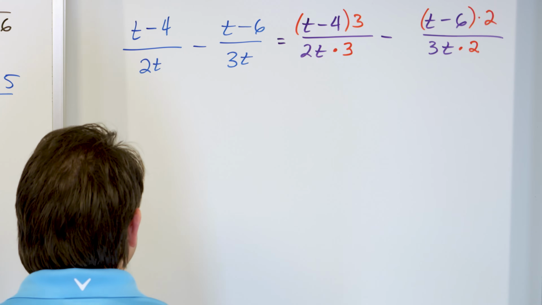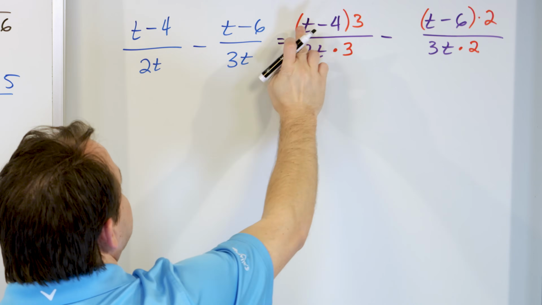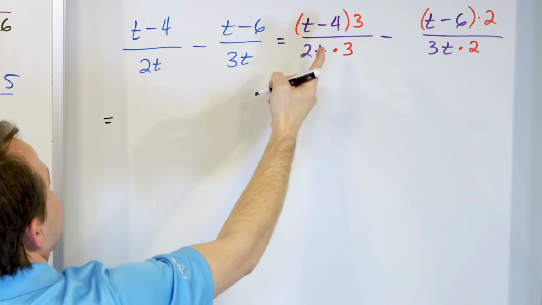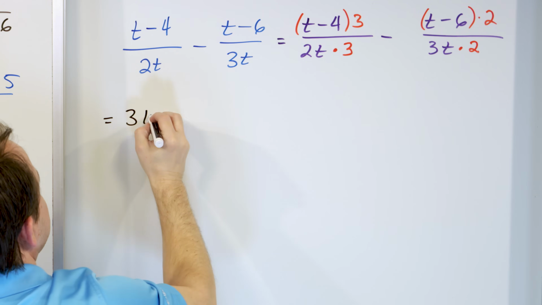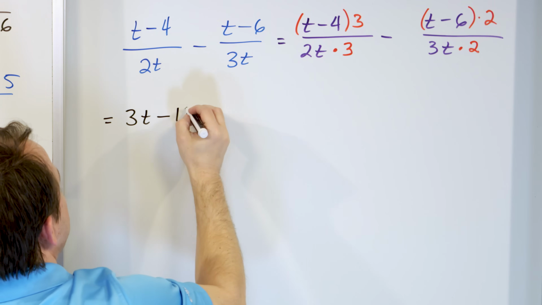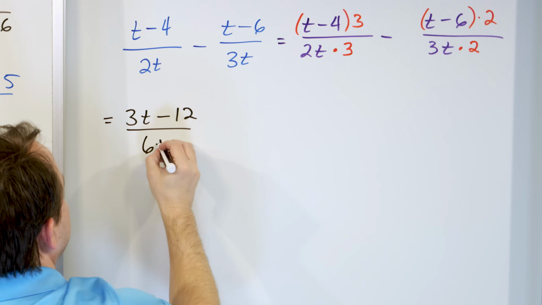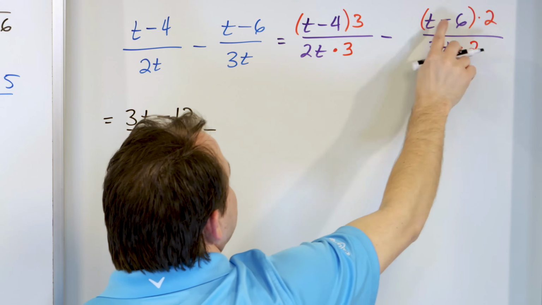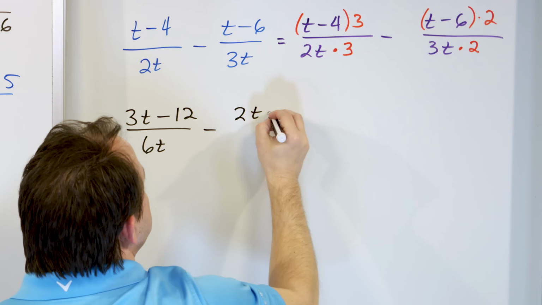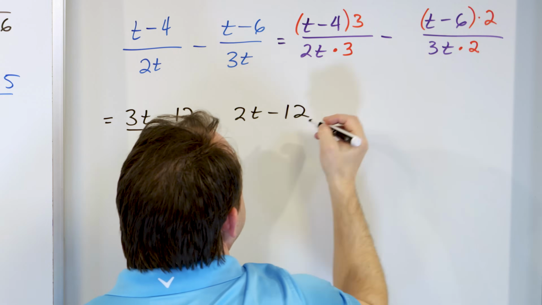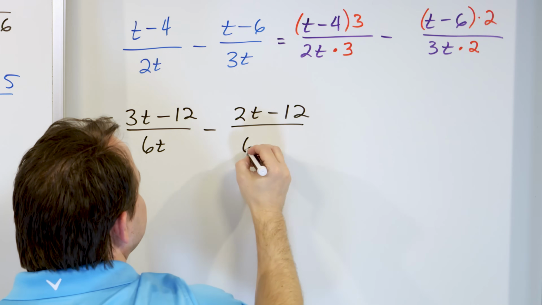So now that we have this, we continue along. We're going to multiply this numerator out. What do we get? 3 times t is 3t. 4 times 3 is 12. We have a minus sign, so it's negative 12. On the bottom, we'll have 6t. Then we have a minus sign. Here, 2 times t is 2t, minus 12, multiplying and distributing in. And then over here, we get, again, 6t.